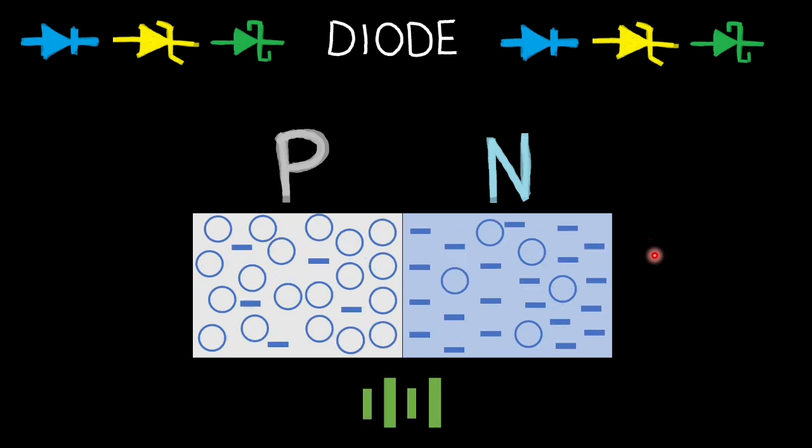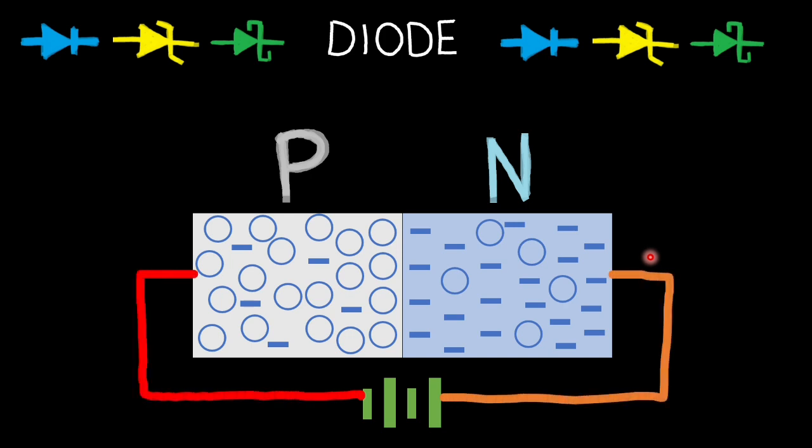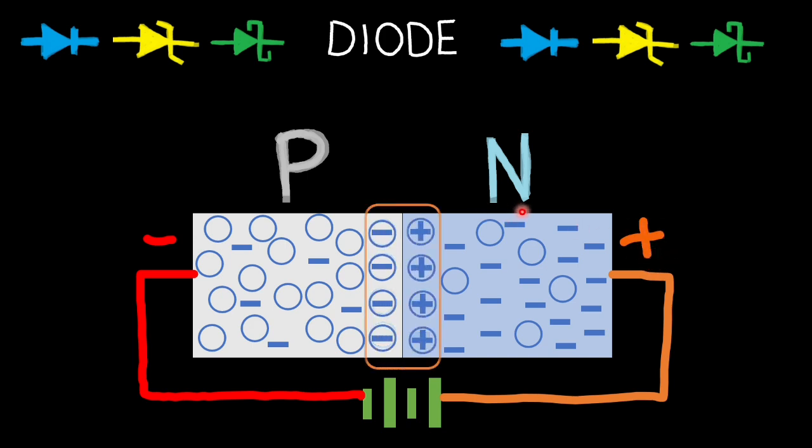On the other hand, when a negative voltage is applied on the p-type and a positive voltage on the n-type, it will further widen the depletion region.